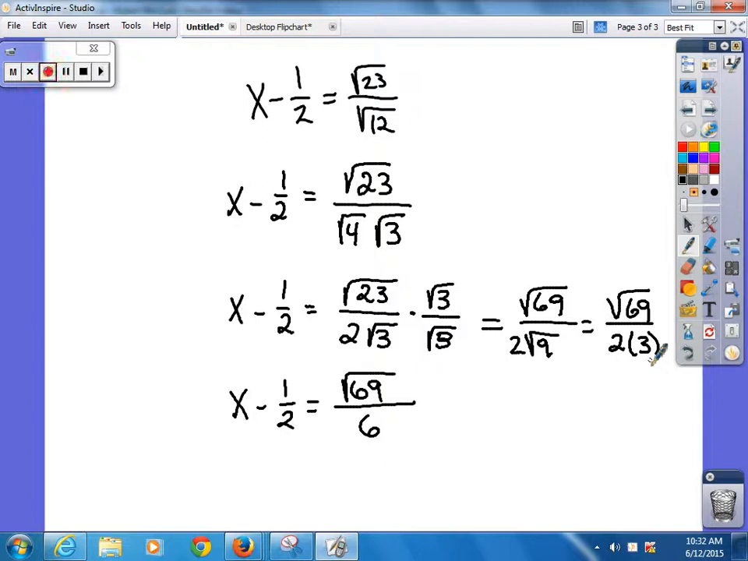So we've got to take the square root of 69, but we also got to change that 2 into a 6. So 2 will go into 6 3 times, so that'll be 3 over 6. So x is equal to square root of 69 over 6 plus, what did I say? 3 over 6. 3 over 6.